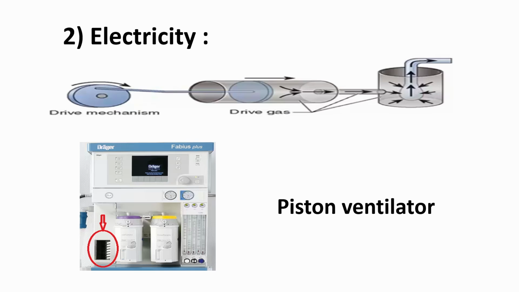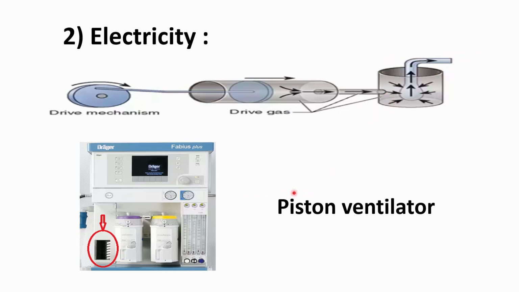The second type is electricity, using a mechanism named piston ventilation, a mechanism going forward pushing a driving gas using this piston like an injection. It will push or press around this tube. It will push the fresh gas flow to the patient, and when it comes to the opposite or reverse side, it will suck the air from this tube, so it will create a negative pressure allowing expiration.